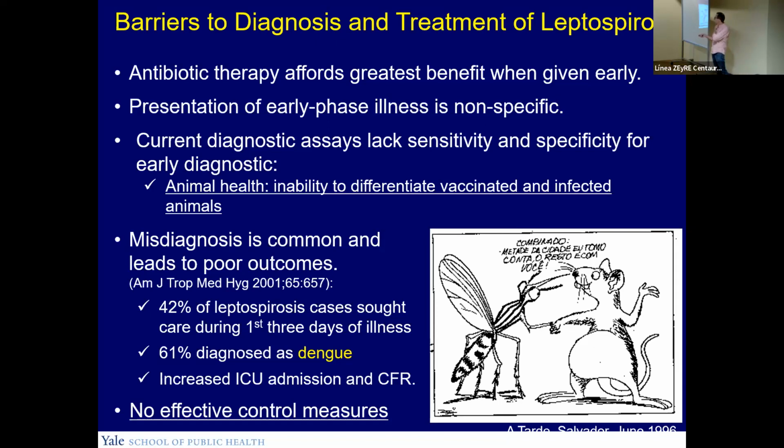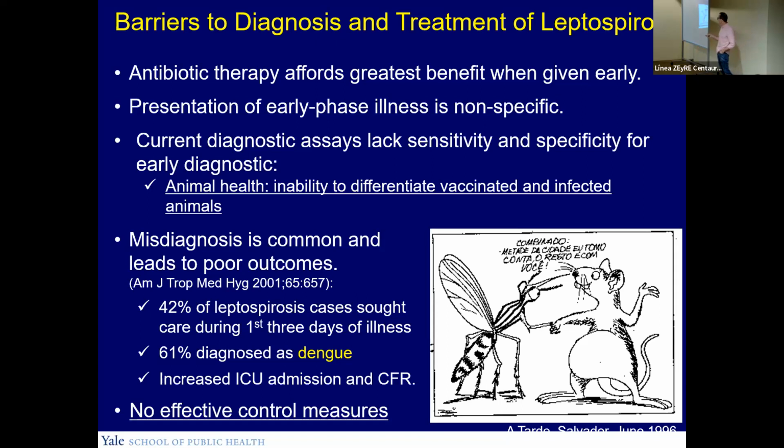There's a study that shows that 42% of the patients actually sought care during the first 3 days of illness, which is the worst time because there are only very unclear symptoms. And 61% of those cases of leptospirosis that were eventually confirmed were diagnosed as dengue. Because in Brazil, most people think, oh, you just have fever and muscle pain, most likely it's dengue. And of course that increased ICU admission and increased the fatality rate because those people are not treated properly. So it's a cost to the community, a cost to society, and a cost also for the people who are misdiagnosed.